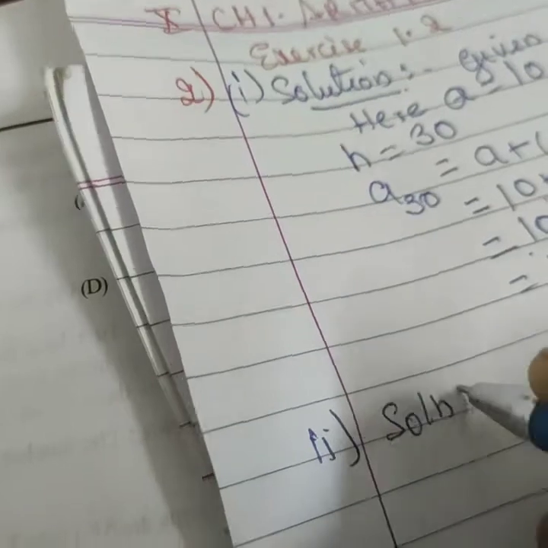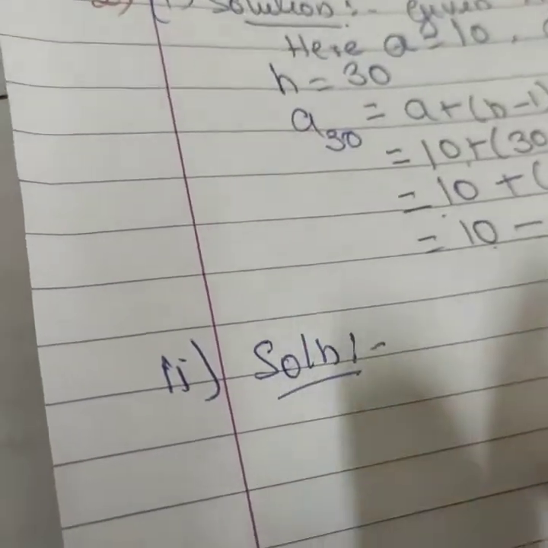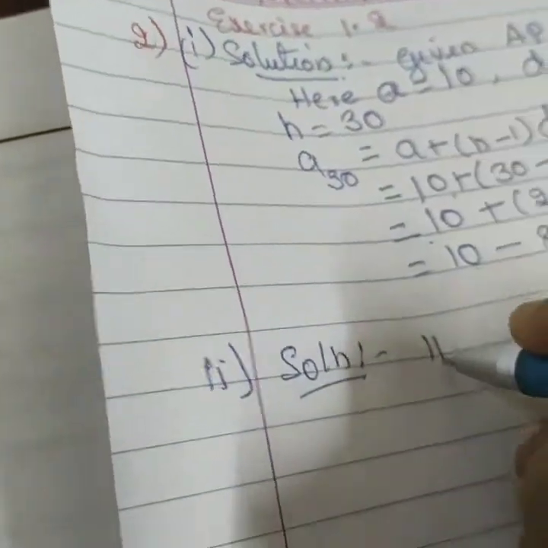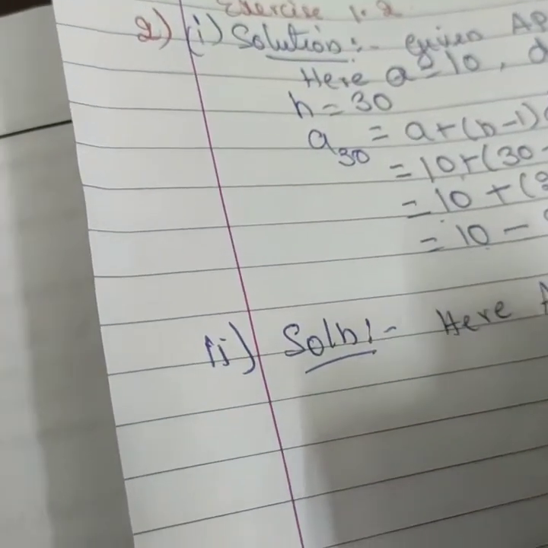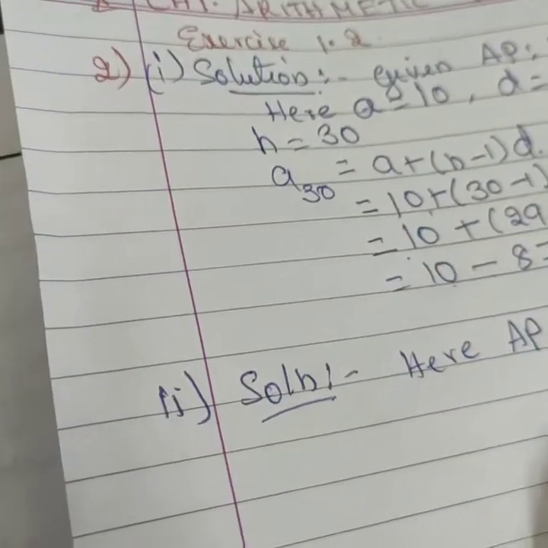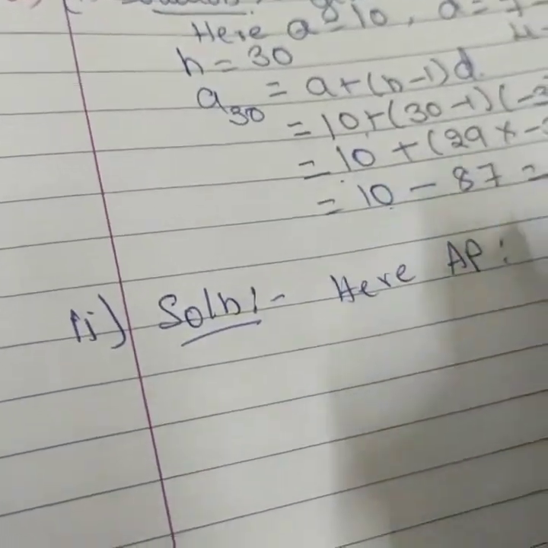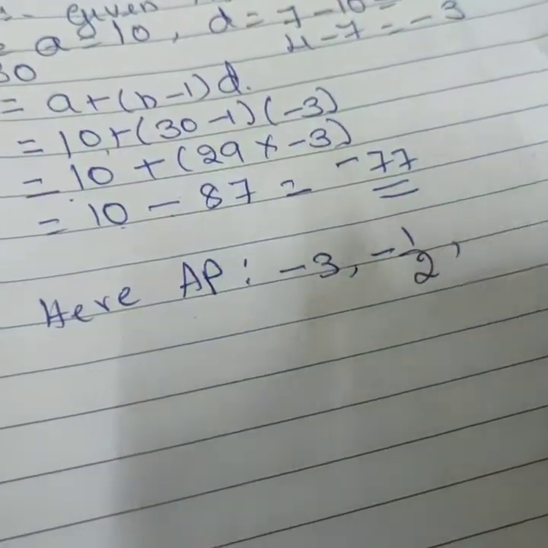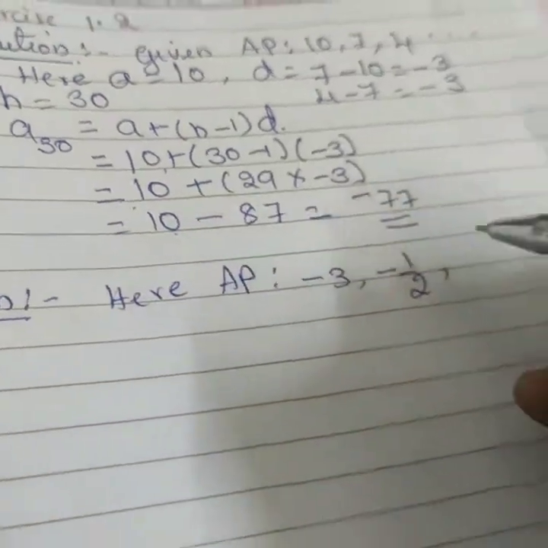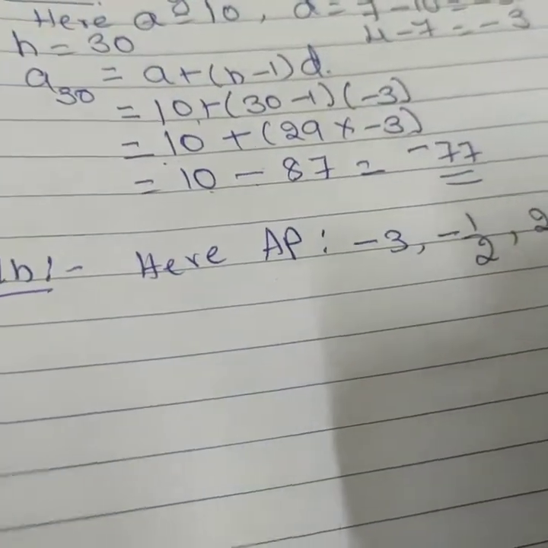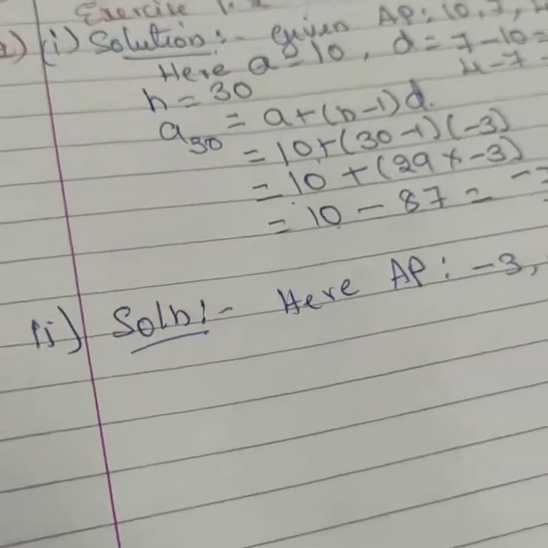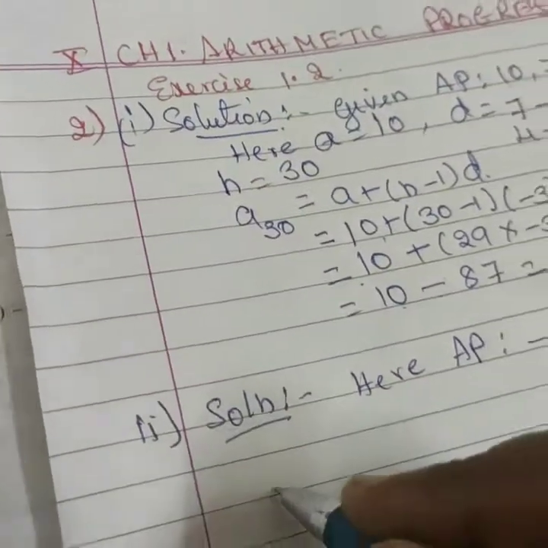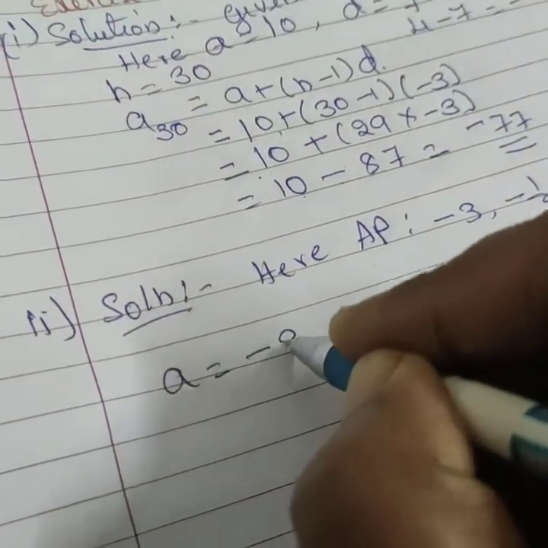Solution. This is the solution for our second question. What is the AP given? Here the AP is: minus 3, minus 1 by 2, 2, and so on. So what is the first term A? The first term A is equal to minus 3.